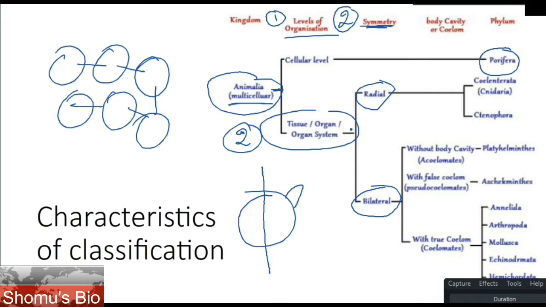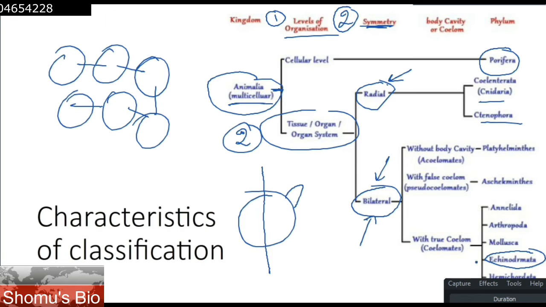A few of the phyla belong to radial symmetry of the body, and the rest of the others are bilateral. Most of them are bilateral. Bilateral symmetry came much later on the evolutionary scale, so it is thought to be a little advanced over radial symmetry. Examples of radial symmetry are Cnidaria and Ctenophora. One more example of radial symmetry is Echinodermata, which can also belong to that symmetry, but we put it in the bilateral because there is a reason.